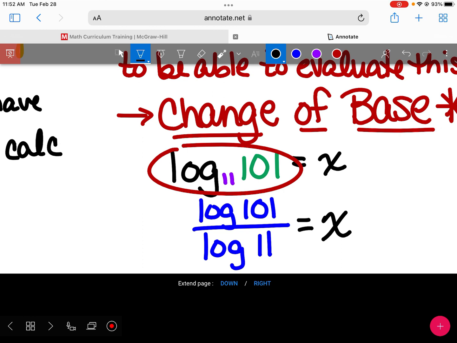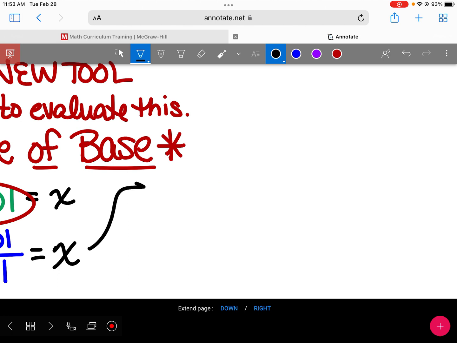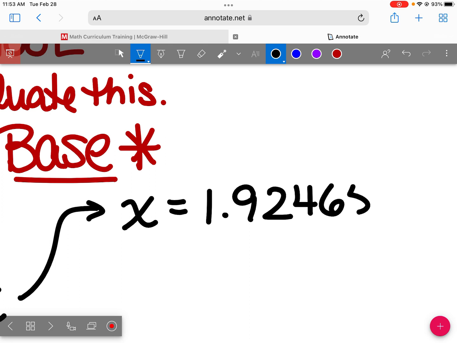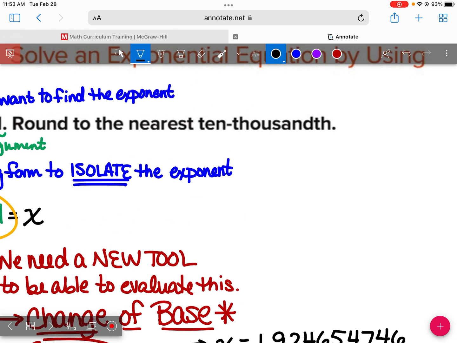Use the fraction key on your calculator. Fraction key on the top, log 101. Close the parentheses or else the calculator will yell at you. Go down to the bottom. Log 11, close the parentheses. And hit enter. 1.9246. Yep. X is equal to 1.9246544746. How many places did they ask us to round to?